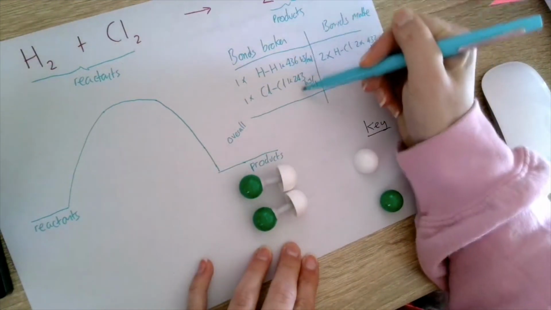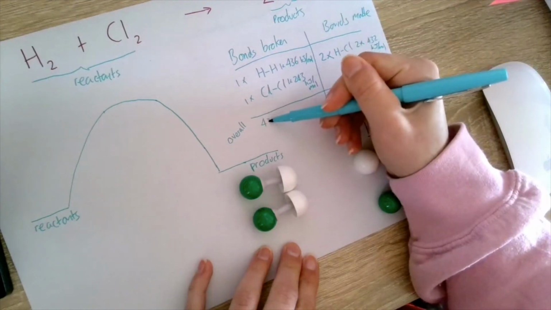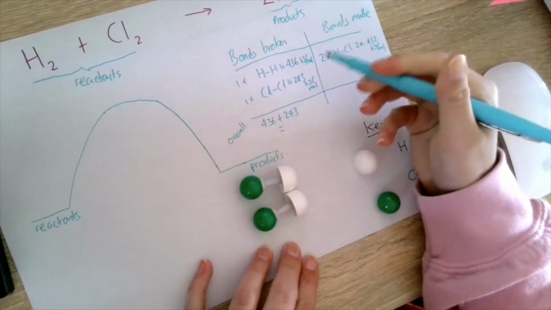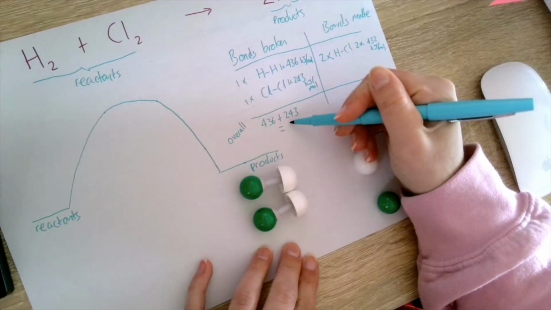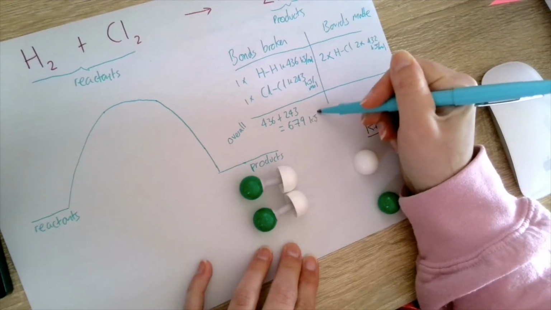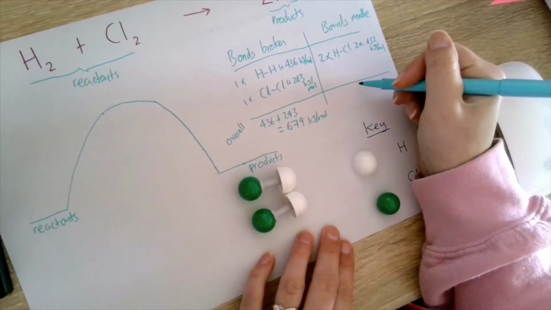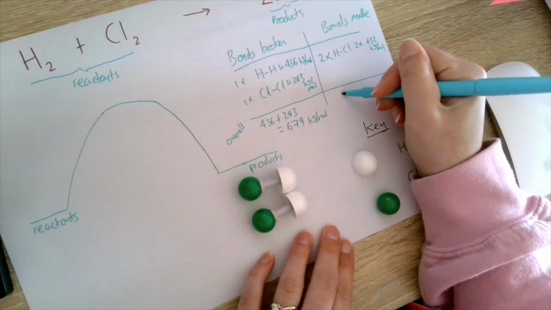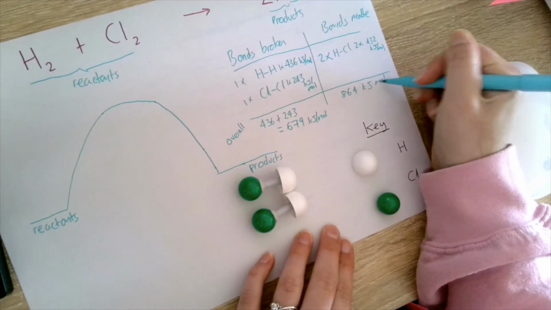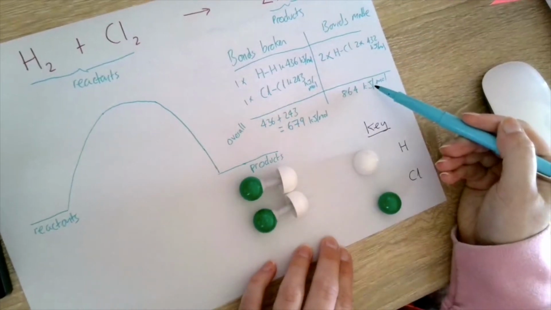So then when we're looking at our bonds broken overall, we're going to add up just as you would in maths, 436 plus 243, and so that gives us 679 kilojoules per mole, and here 2 lots of that 432 is going to be 864 kilojoules per mole. So that's our overall energy for bonds breaking and our overall energy for bonds making.